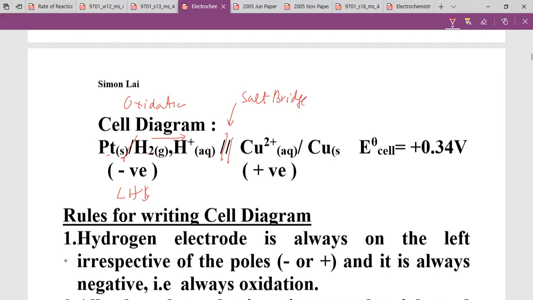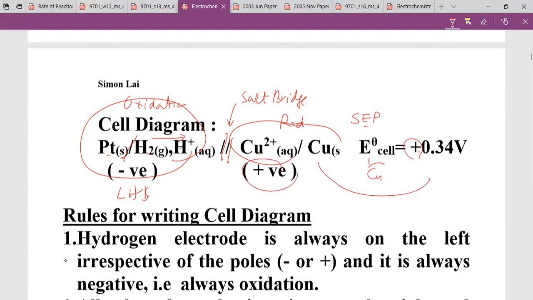So here, of course, is reduction. Copper 2 plus going to copper. Now this is called the SEP, standard electrode potential. Why electrode potential? Because I'm comparing copper, this is of copper, with hydrogen. And it's positive 0.34. Positive, why? Because copper is the positive electrode. Hydrogen is the negative electrode.